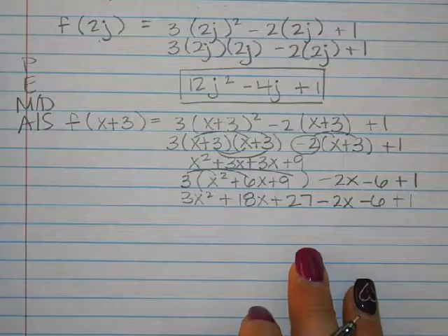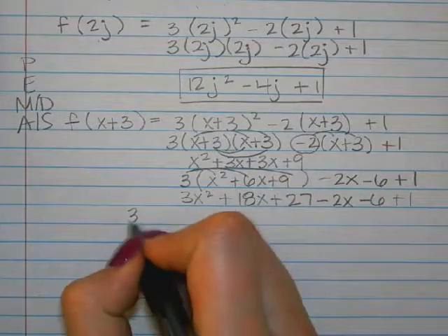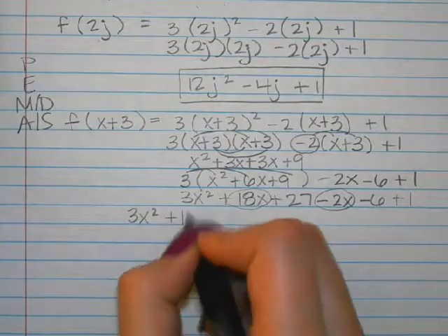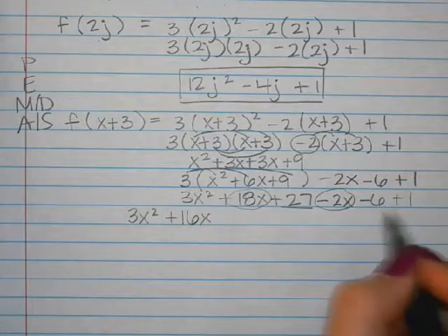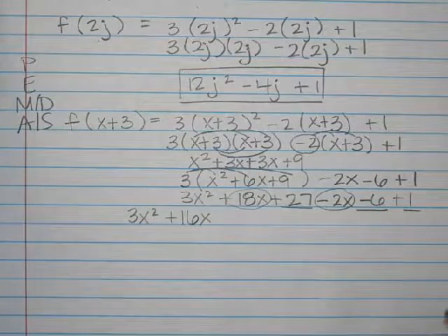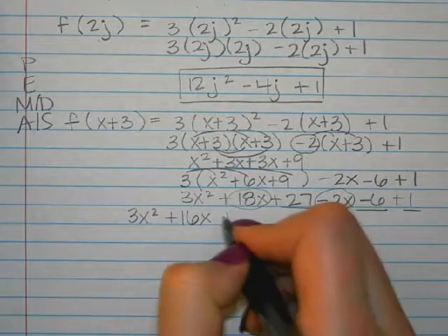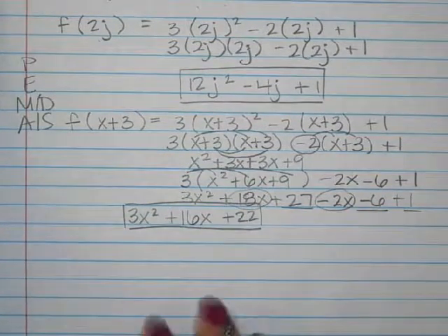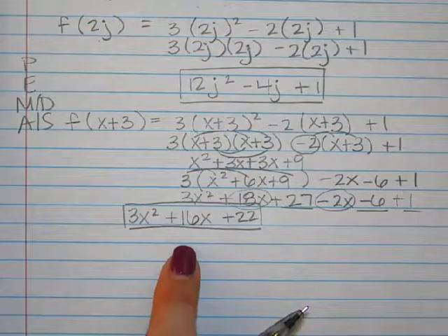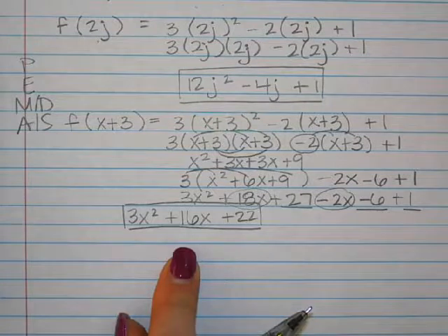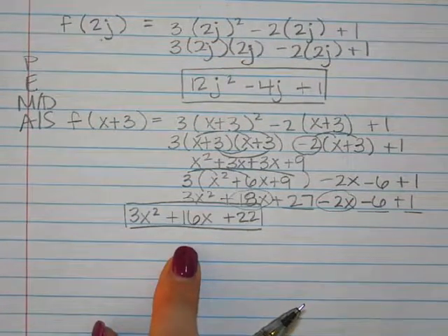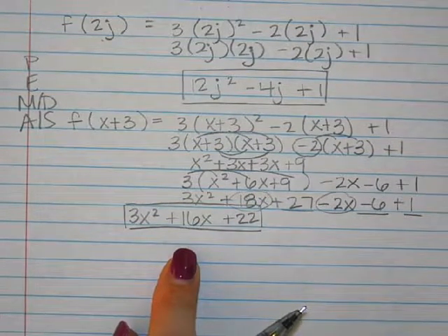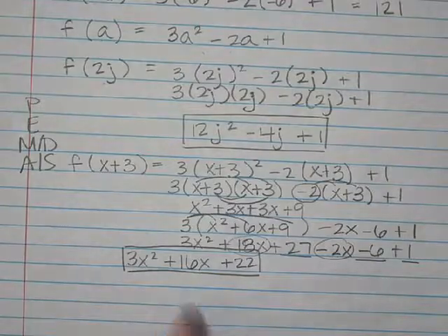All right, so what do I have? Plus 16x, and then 27, and -6, and +1 is 22. Plus 22. So again, if you plug in an expression, if you evaluate it for an expression, you get an expression as an answer. Okay. How do we feel about evaluating? What do they basically mean when they say evaluate? Simplify. Plug it in. Plug it in and simplify. That's basically what they mean when they say evaluate. All right.